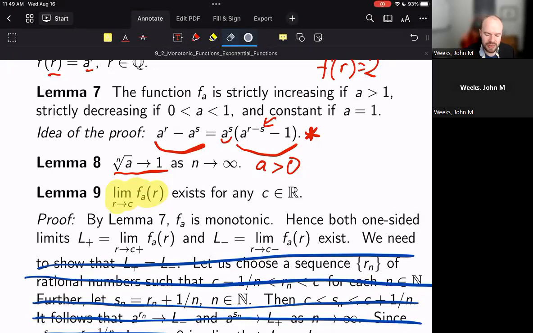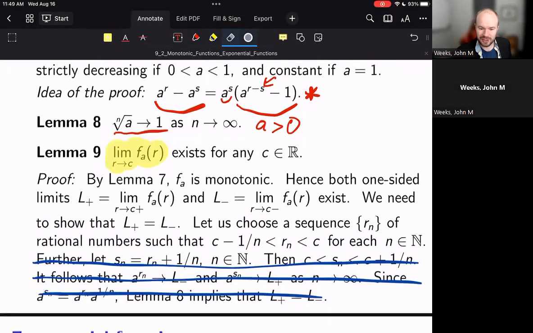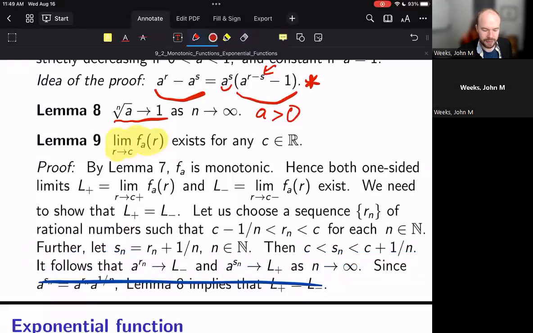But we do need to show that these two sides of the limits exist, that L plus is equal to L minus. Here we're defining L plus to be the limit from the right and L minus to be the limit from the left. So let's choose a sequence of rational numbers such that c minus 1 over n is less than r sub n is less than c. So you can see that this sequence is approaching from the left. And then s sub n is going to be a similar sequence that approaches from the right.